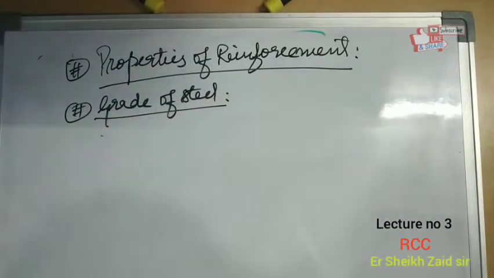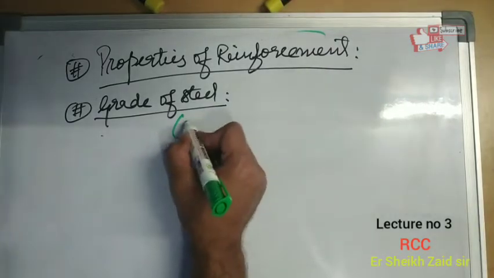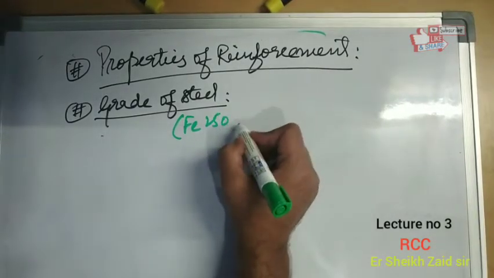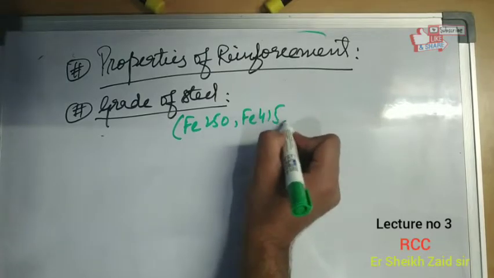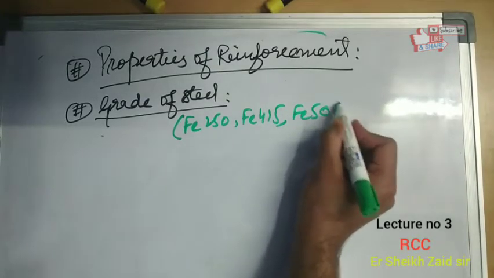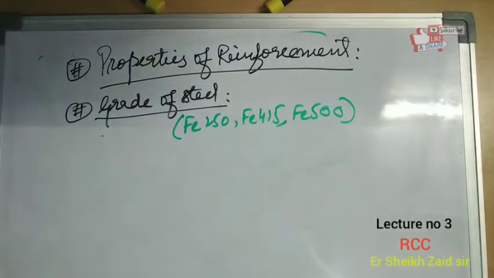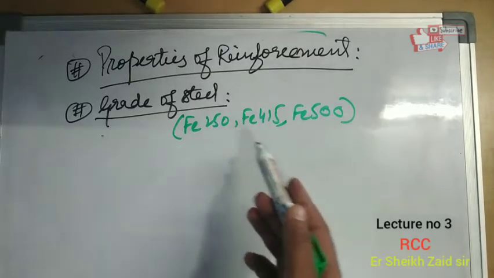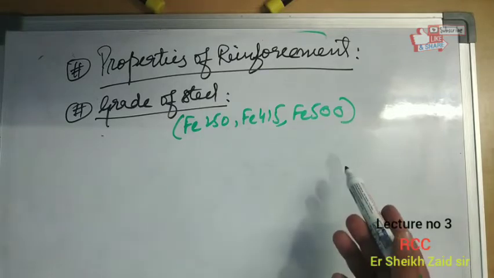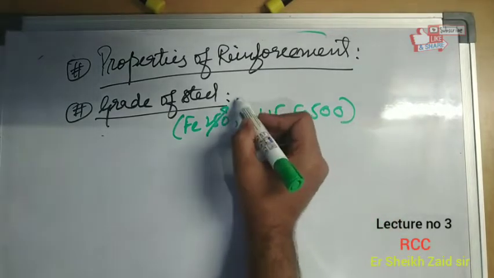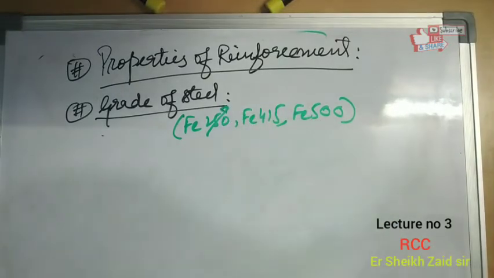So what is this? The grade of steel represents the yield strength of steel. So different grades of steel are found, like Fe 250, Fe 415, Fe 500, and so on. See, just like in concrete, there were different grades like M20, M25, where M represented mix. So here also there are different grades of steel like Fe 250, Fe 415, Fe 500, where these numerical values represent their characteristic strength, or you can say specified yield strength.